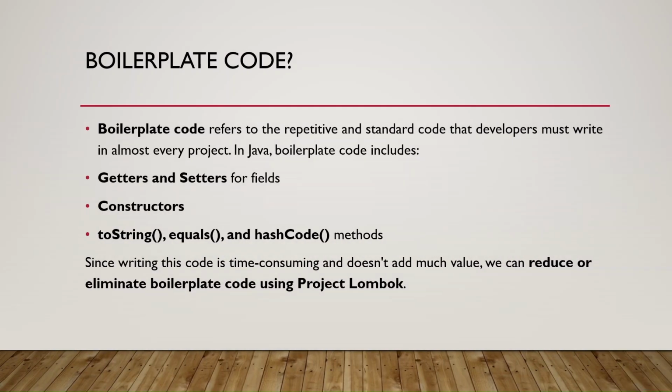Boilerplate code is nothing but the repetitive, standard code that we as developers must write in almost every project. These codes are called boilerplate codes. Like the getter methods and setter methods, which we use for every private field, and these methods are necessary. We use a constructor for every class. Sometimes we use toString methods, equals methods, hashCode, and many more methods like that.